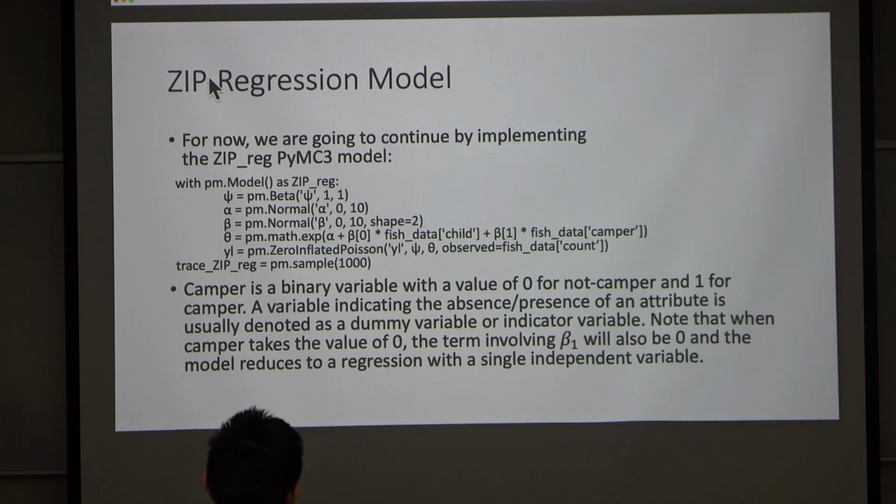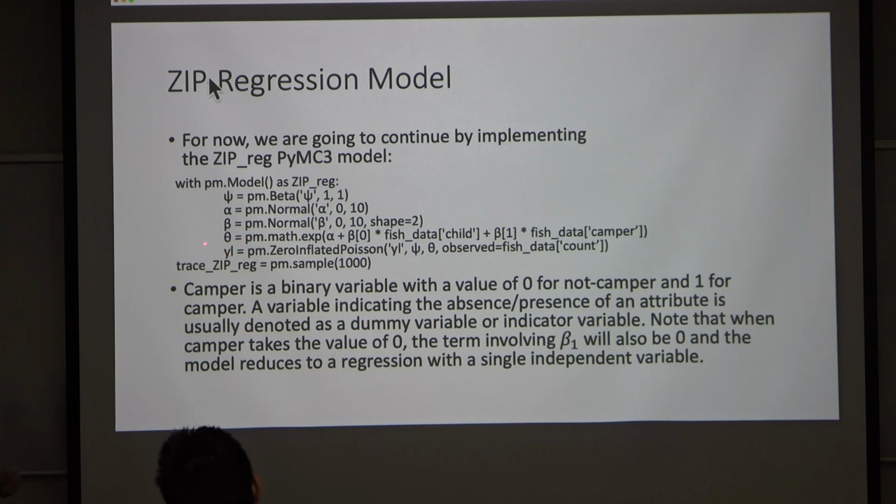The camper is Boolean, indicating whether or not this group has a camper. So 0 means no camper, or false. 1 means this group has a camper, or true. Because we can interpret this Boolean variable as 0 and 1, we still treat it as a numerical data type and multiply this one by beta 1. This is fine, by the way.